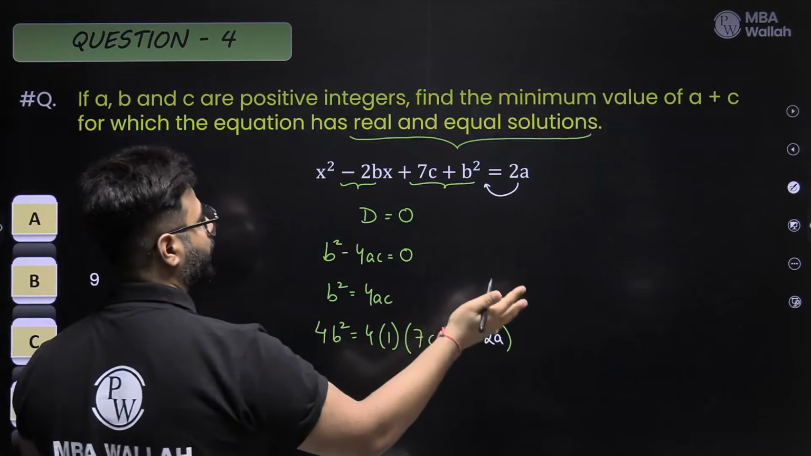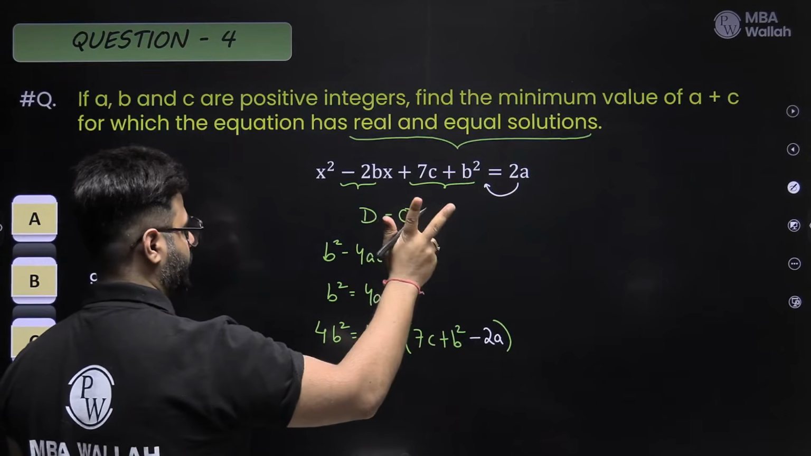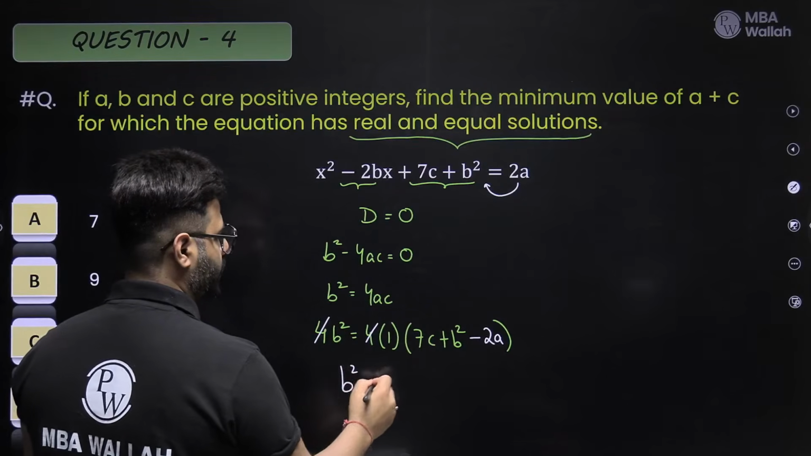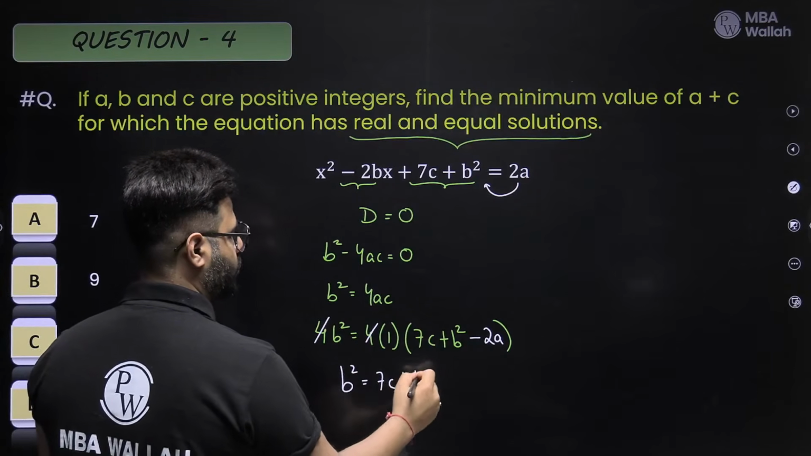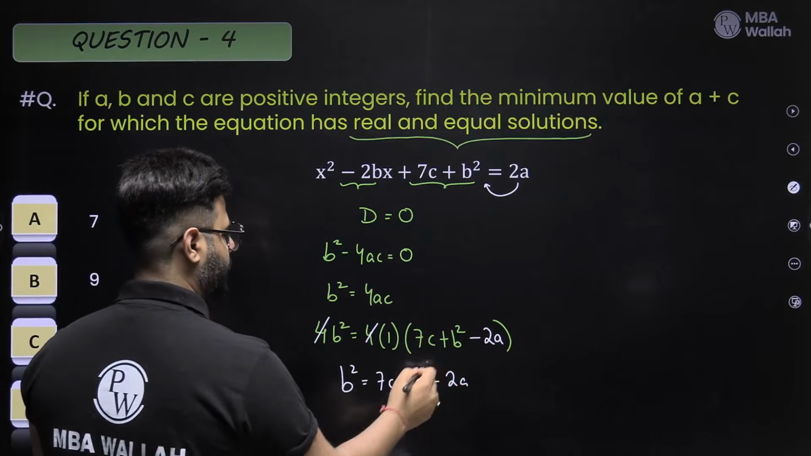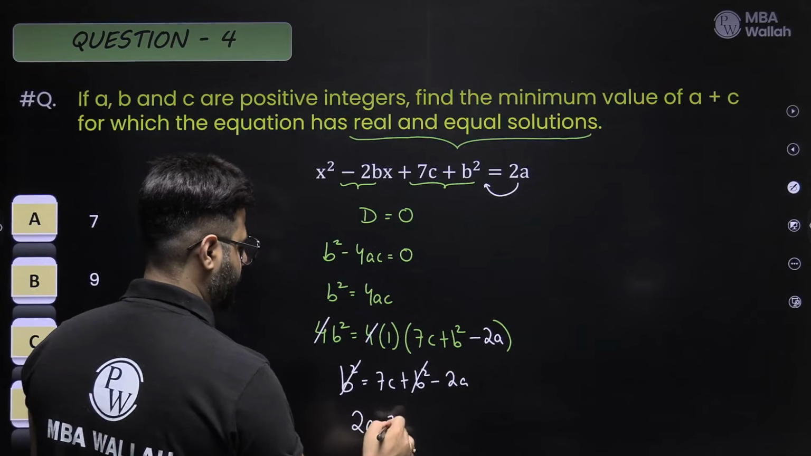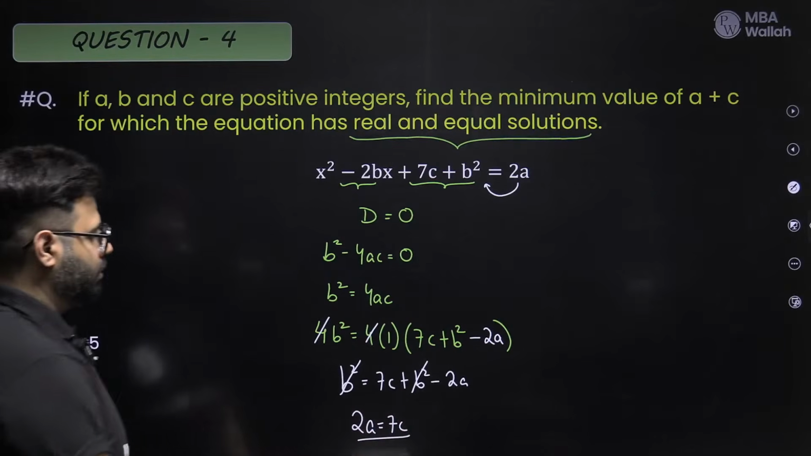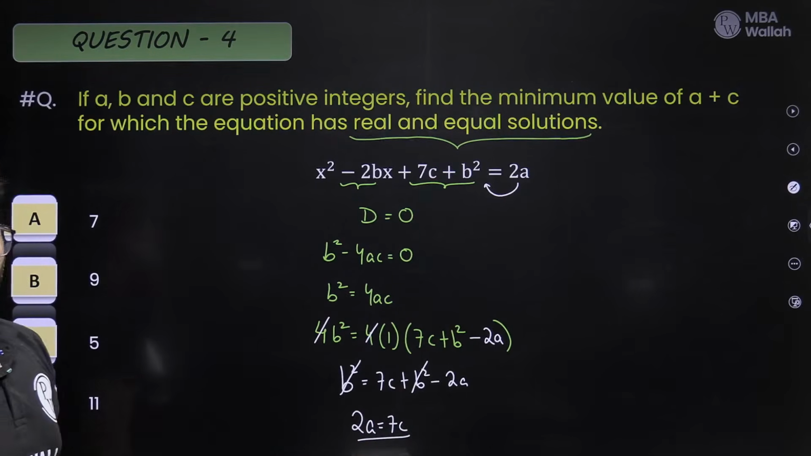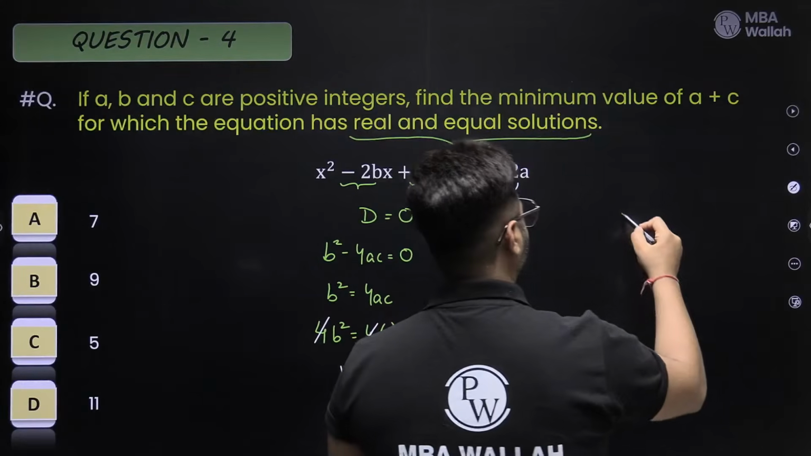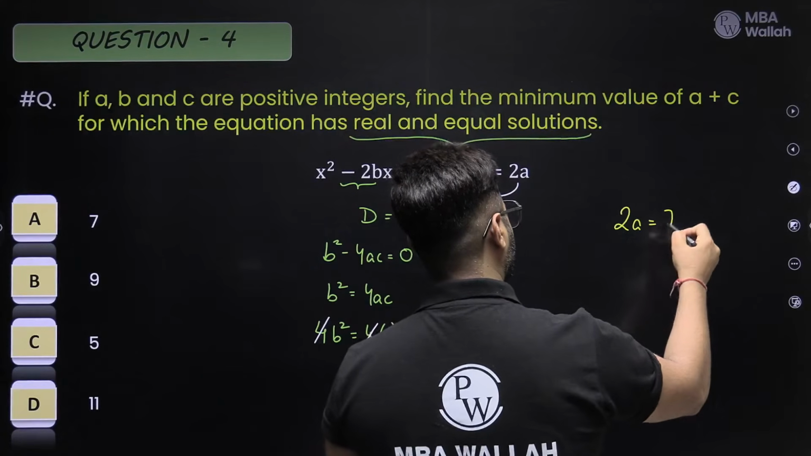You know, when we are in a hurry, sometimes we do make these mistakes. Be very careful. So 4 and 4 get cancelled. We have b square equals 7c plus b square minus 2a. B square gets cancelled. 2a equals 7c, right? So we cannot solve it further. What we have so far is 2a equals 7c.